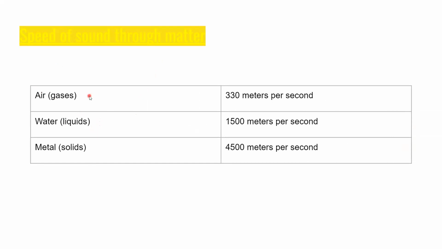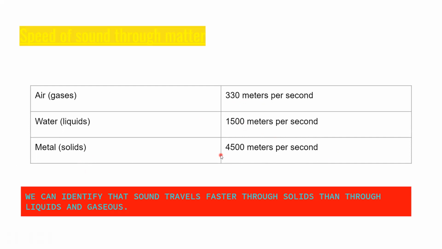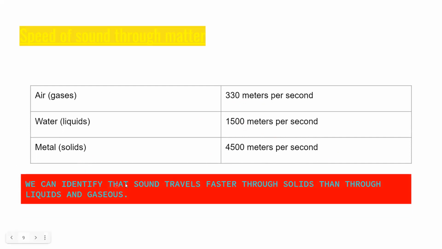Through air, that means gases, the sound travels 330 meters per second. Through water, that means through liquids, it travels 1,500 meters per second. And through solids or metal, the sound travels 4,500 meters per second. We can identify that sound travels faster through solids than through liquids and gases.